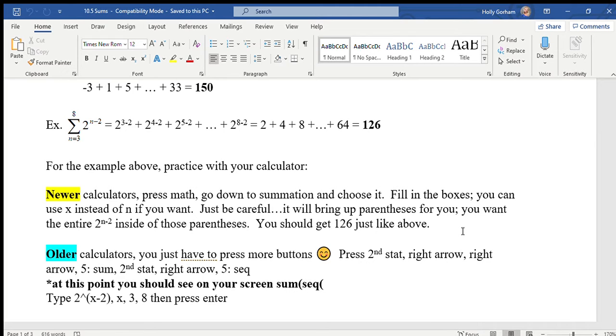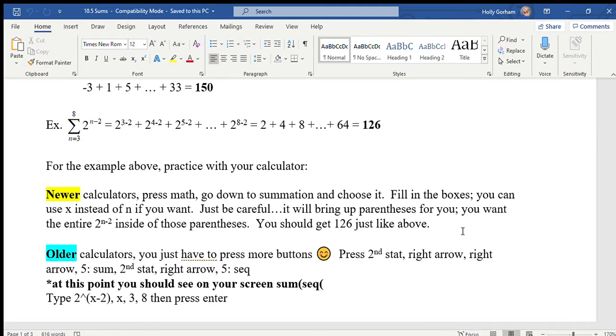All you have to do is fill in the boxes like you see above. You can use an X instead of an N if you want. Just be careful because the summation already brings up parentheses. Just leave them there, but you want everything that you do to be inside of the parentheses. So for that second example, you want the entire 2 to the n minus 2 inside of those parentheses. And when you press enter, you should get 126 just like we did above.